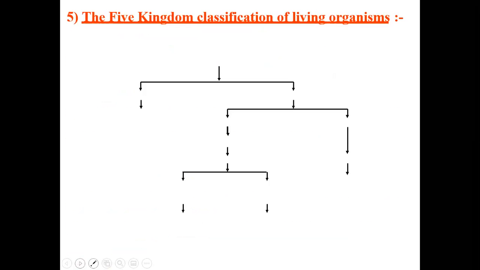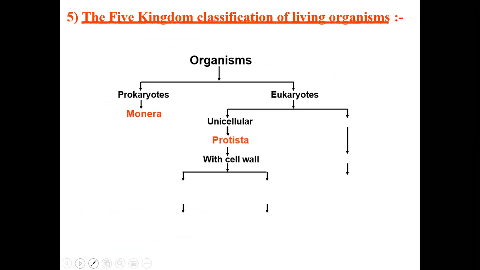Now we will discuss the five kingdom classification of living organisms. Organisms are classified into two forms, that is prokaryotes and eukaryotes. Prokaryotes are like Monera, and eukaryotes can be divided into two forms, like unicellular, meaning Protista, and multicellular. In the multicellular, we can divide them into with cell wall.